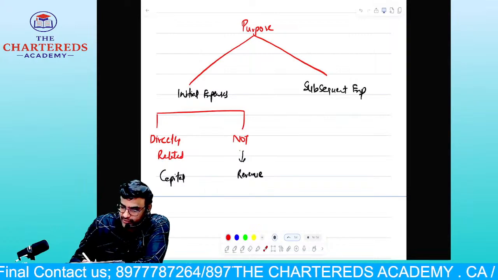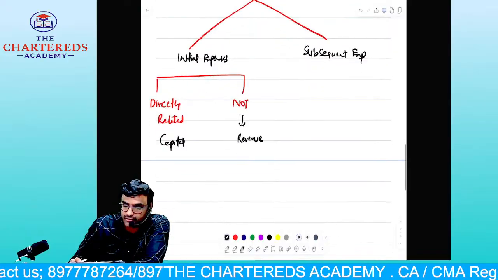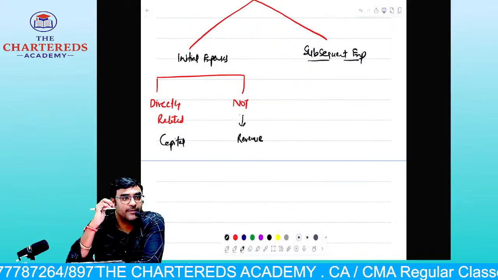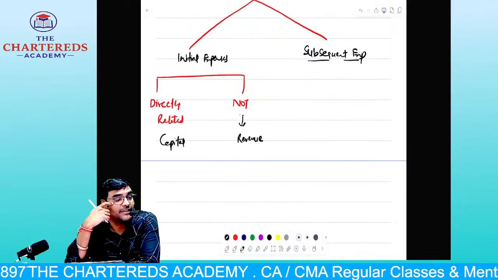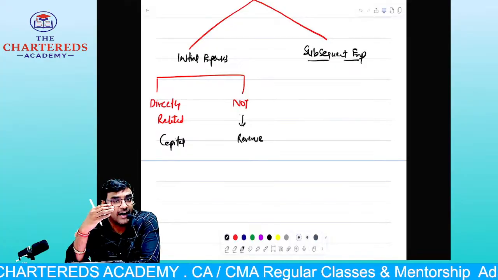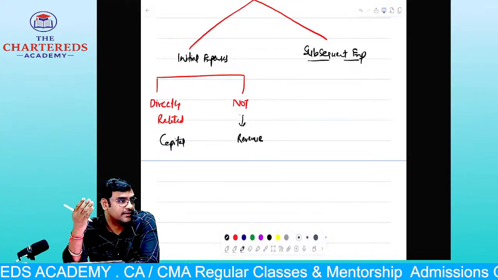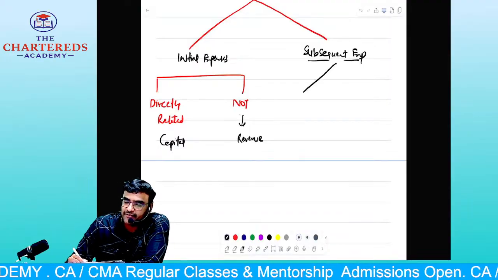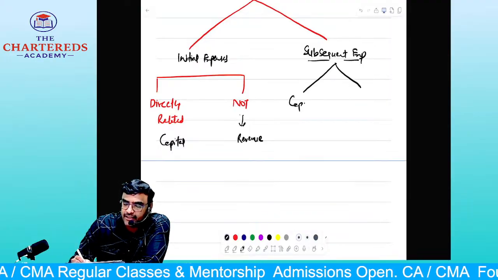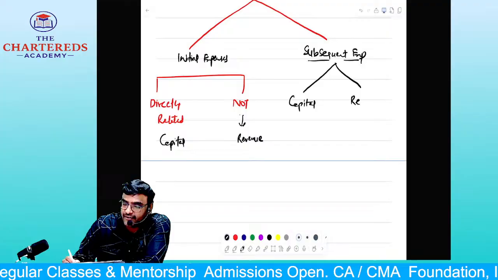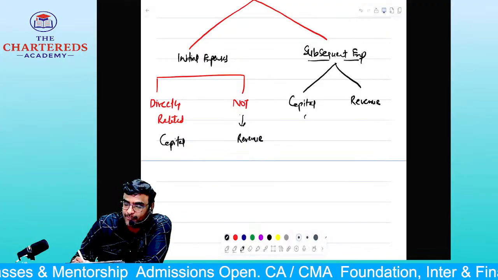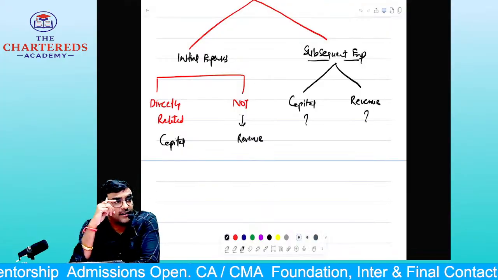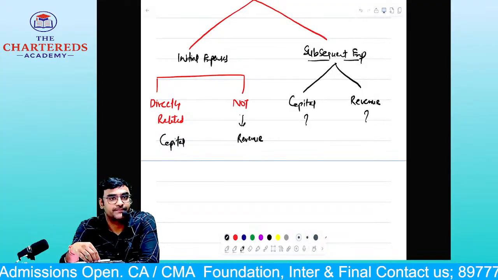So we'll do one thing, we'll continue for 5 minutes. I will talk about which expenditure, subsequent. What is meant by subsequent? At the time of purchase or after purchase. And I put subsequent expenditure. Is it capital in nature or is it revenue in nature? You want to put another key point. Is it capital or is it revenue?